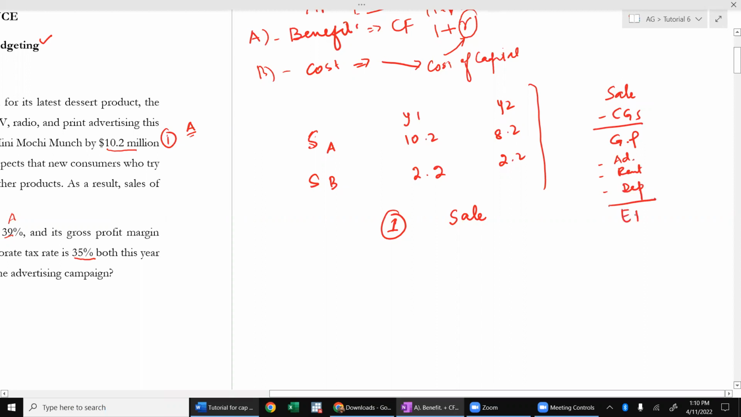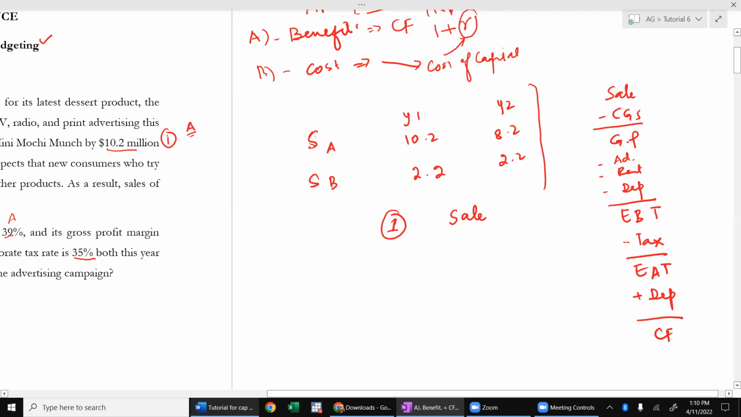Earning before tax. Though we get earning before interest and tax, and then interest and tax, this interest will be adjusted in the denominator. You will see when we do cost of capital. So that's why we do earning before tax. After that, we subtract tax, and then we get earning after tax, and then we add back depreciation to get cash flow. If there is any other adjustment, we also do that.